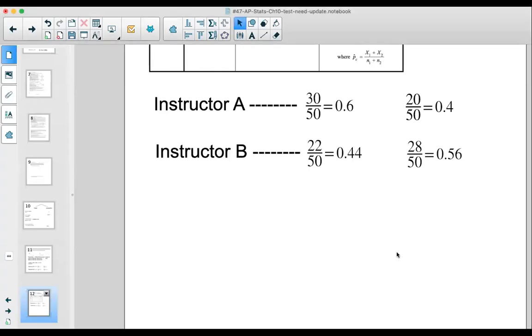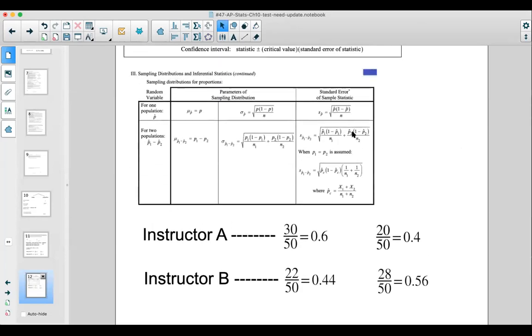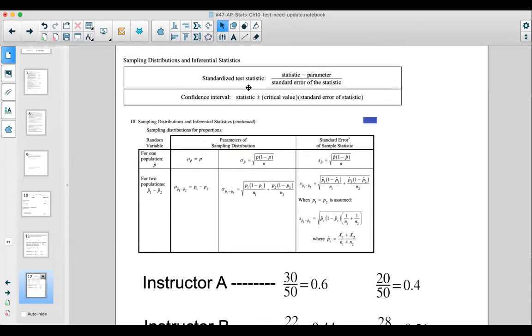Right, this is the second part of the 10-1 explanation. So what you have to do is come up with the equation here, and this is what we have to look at. We do the Z statistic, the standardized test statistic. Because we want the Z score, it's the statistic minus the parameter.